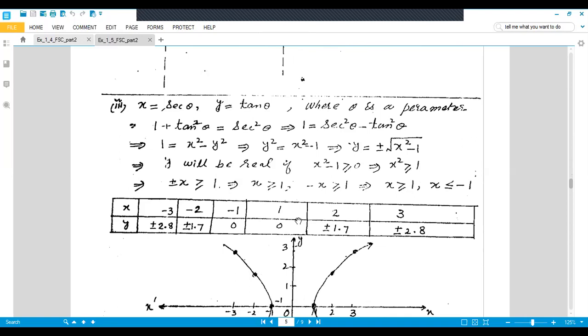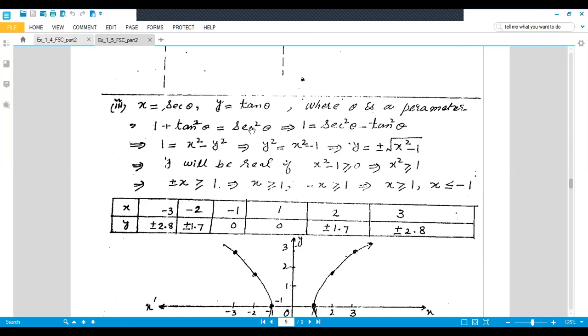Now the third part is the trigonometric equation. x is equal to secant theta and y is equal to tangent theta, where theta is a parameter. Here the limit is not given, so you have to find the limit. How? You know that 1 plus tangent square theta is equal to secant square theta. In junior classes, you study it. In class 10th, first year, this identity 1 plus tan square theta is equal to secant square theta.